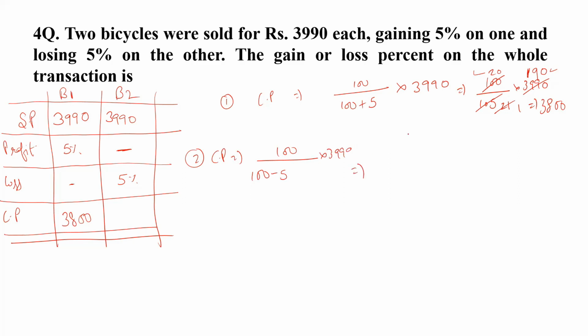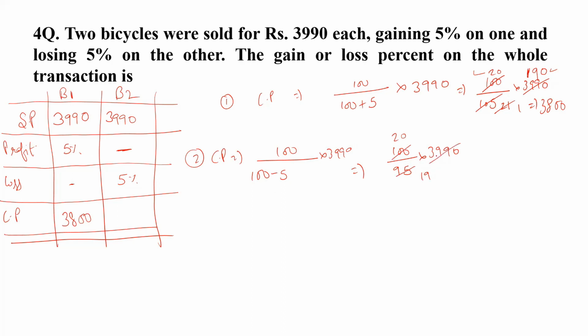So just going to solve it further, we can write 100 divided by 95, because 5 has been deducted. It should be multiplied by 3990. We can further simplify these with the table of 5. We can get the value of 20 and the value of 19. Let me see if 3990 can be divided with the table of 9.